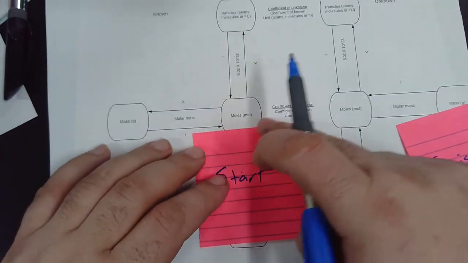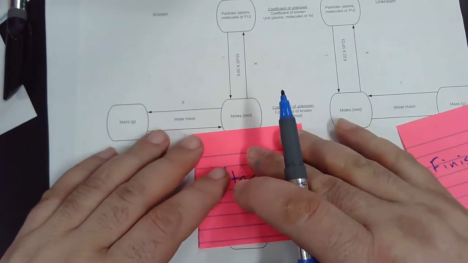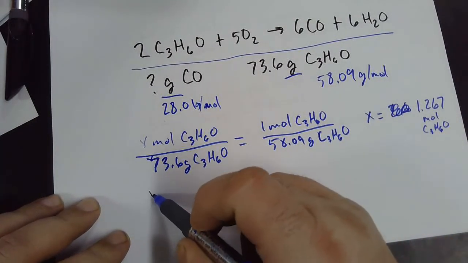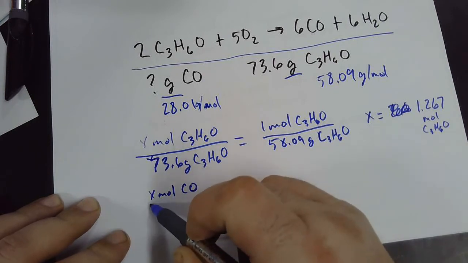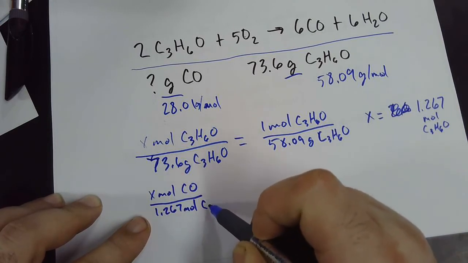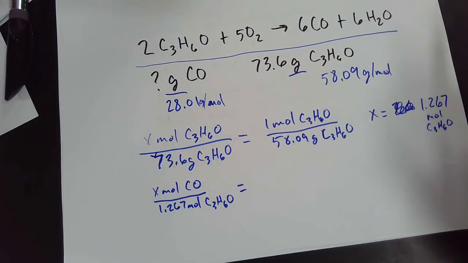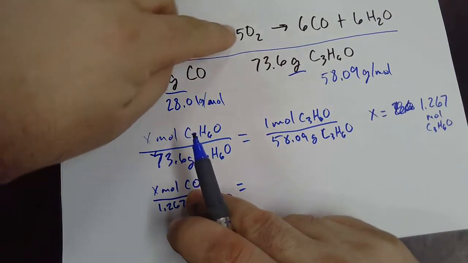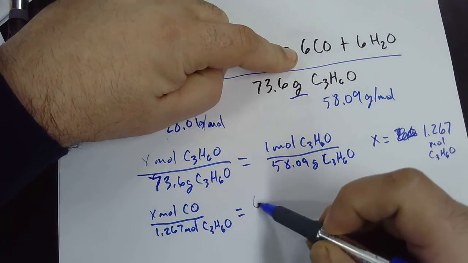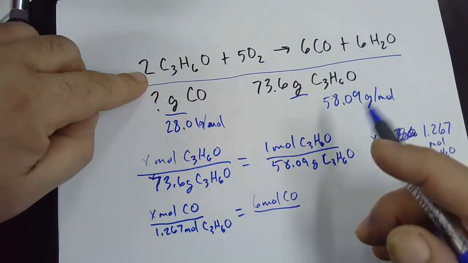Now we need the next step, the next bridge, which is to use our coefficients of unknown over coefficient of known. This is a ratio from the coefficients of a balanced chemical equation. So the next step would be x mole of CO over 1.267 mole of C3H6O. Now, our coefficient for the unknown CO is 6. You guys with me so far? So 6 mole of CO over the coefficient of known, which is 2.